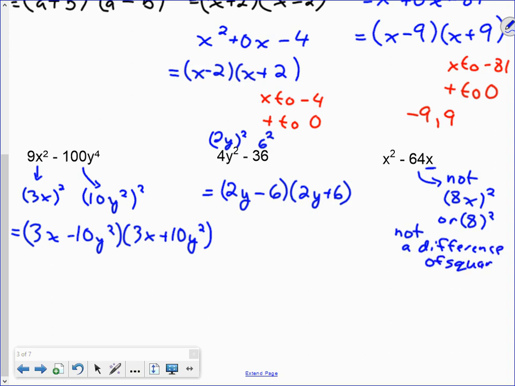Now, we could still factor it. We can still common factor this because we have an x that is common to both terms. So this would factor to, just pulling out the x, x minus 64, just like that. And that's all we can do there. So that's a difference of squares. That's one of the special kinds that you should recognize.